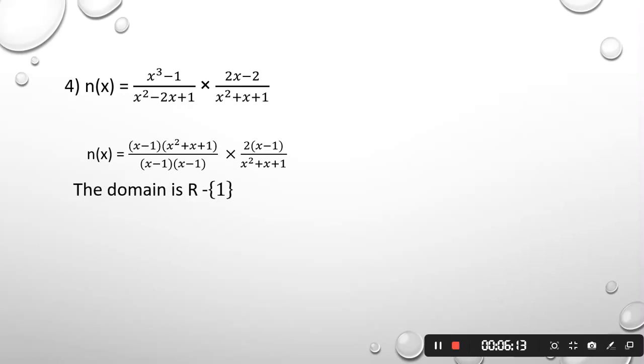Now we can cancel the common factors: x power 2 plus x plus 1 up and down, x minus 1 with x minus 1, x minus 1 with x minus 1. So the final answer, n of x equals 2. Okay, these are multiplication exercises.